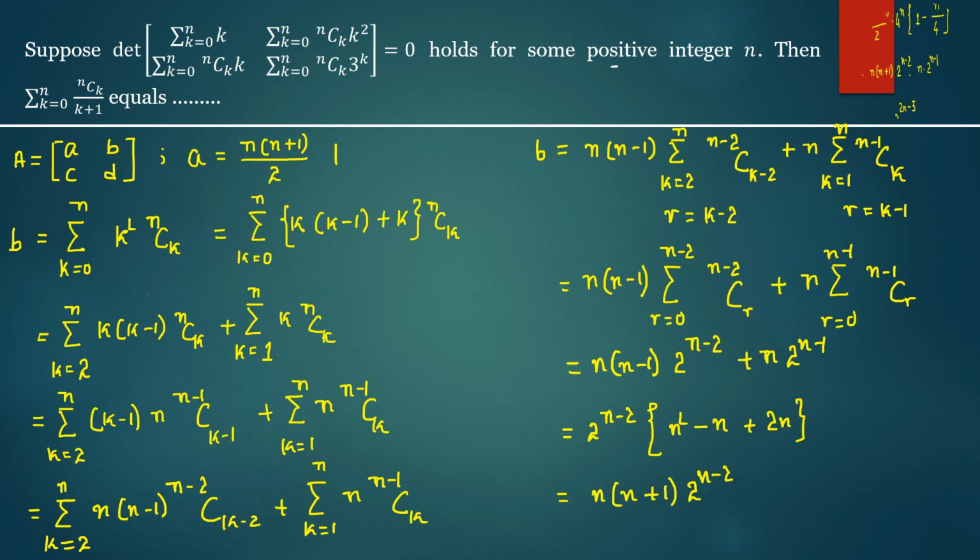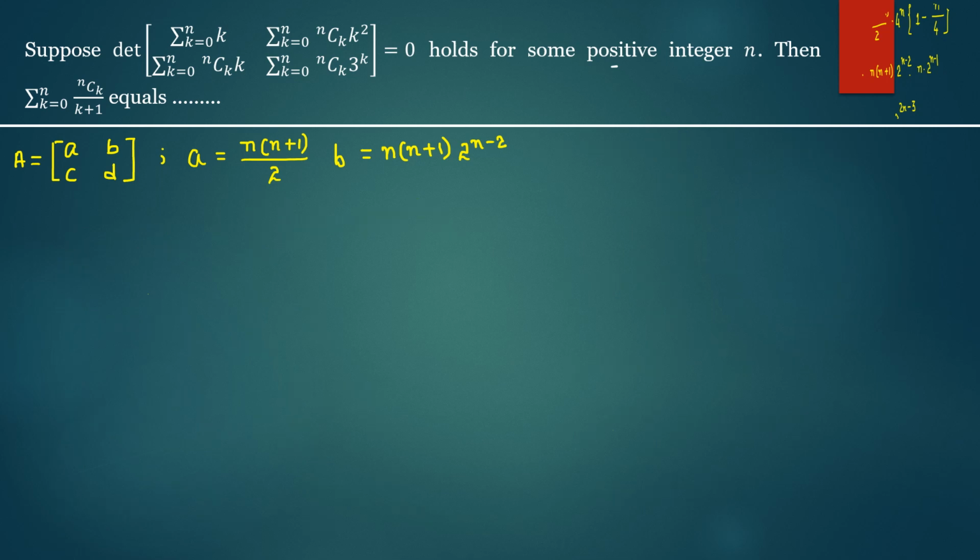So let's note down the value of B. That is n into n plus 1 and 2 to the power of n minus 2. So all the elements in the first row are computed now. Let's go ahead and compute C and D. Now let's go ahead and, as I said, take C.